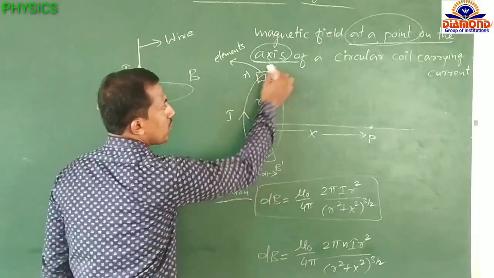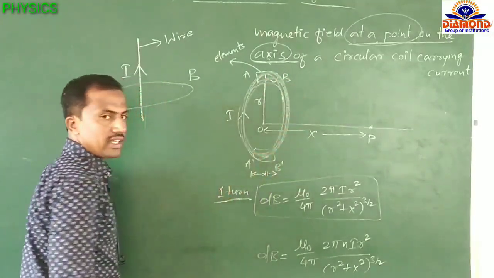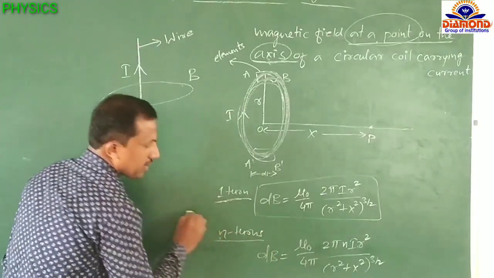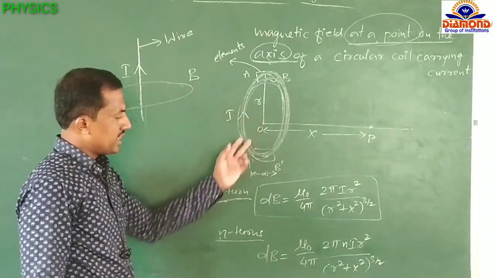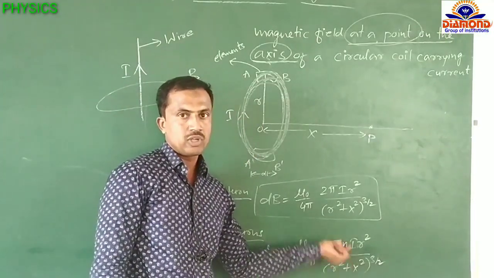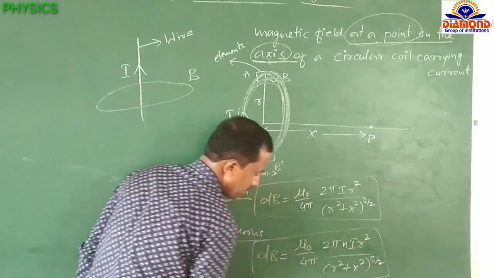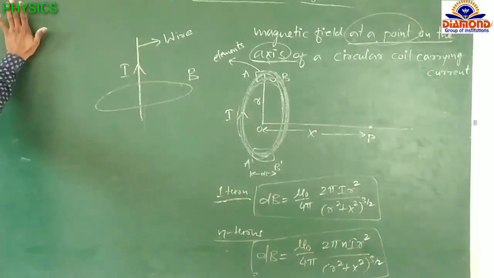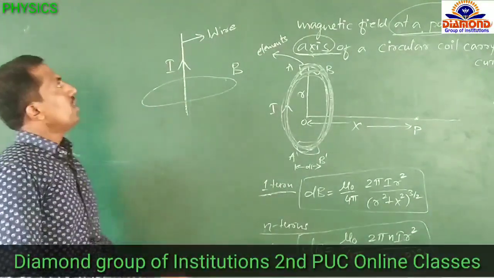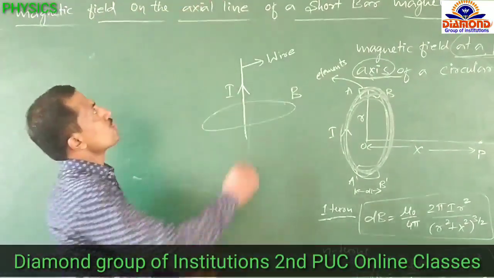If the circular coil has n number of turns, then we write an extra n here, because the coil has n number of turns. This equation is most useful in this topic. Our topic is bar magnet as an equivalent solenoid.